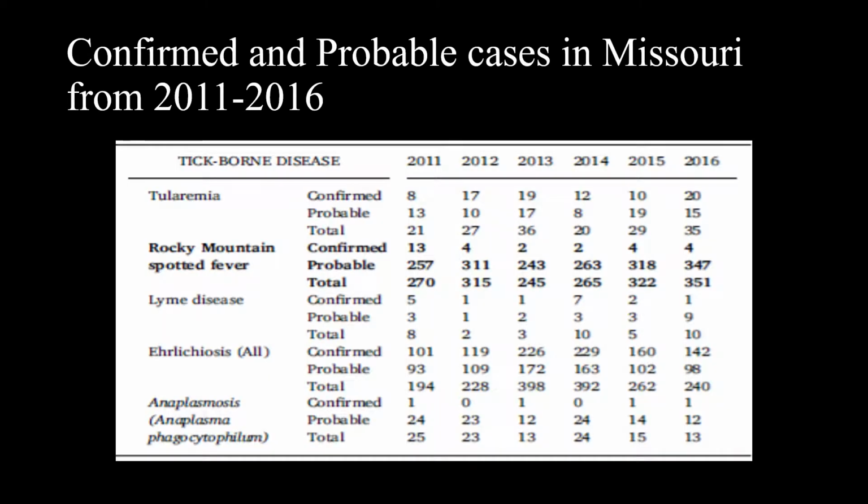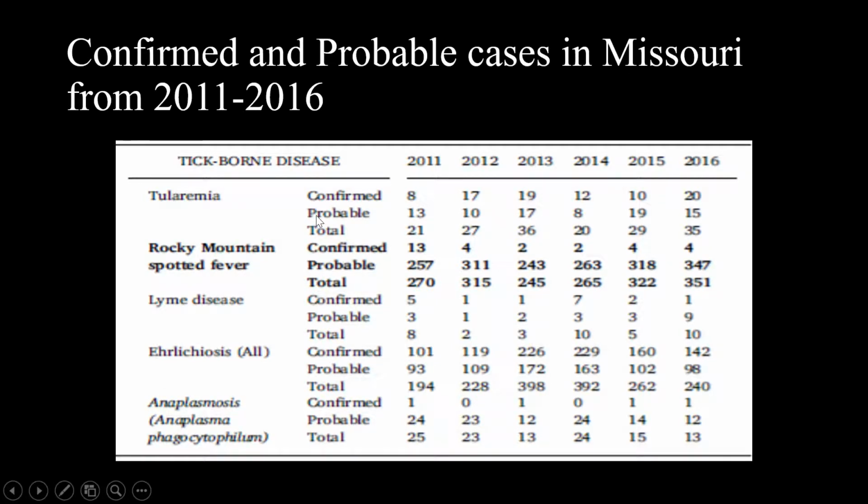And with that, I'd like to move on to this paper here that was published by Santello et al. 2018. In this, they were looking at the confirmed and probable cases in Missouri from 2011 to 2016. And this one here, you'll see Rocky Mountain spotted fever up top here, but it also includes other common tick-borne illnesses that you'll find in the area.